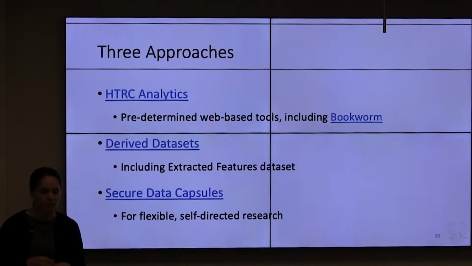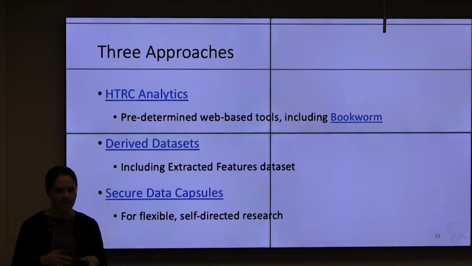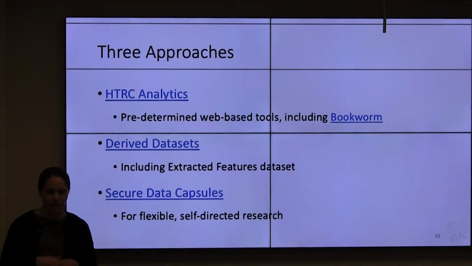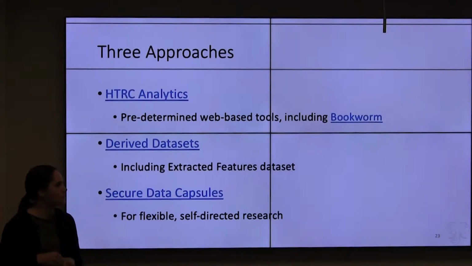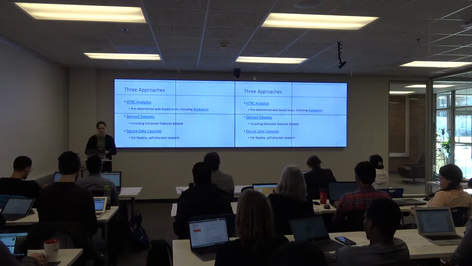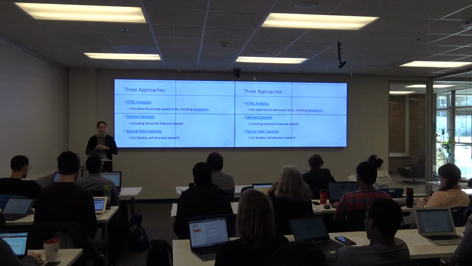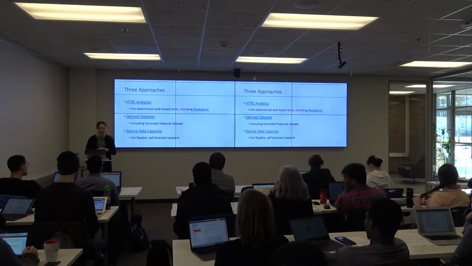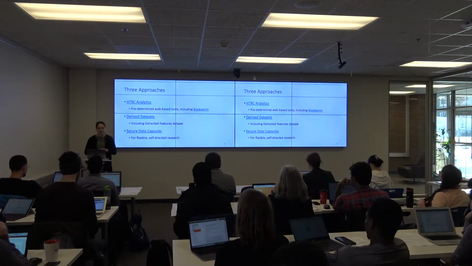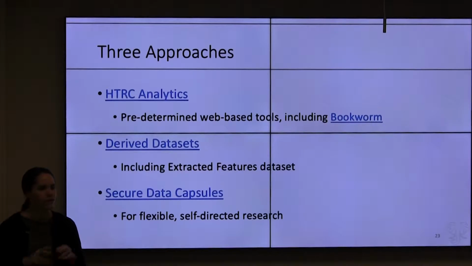The HTRC approaches text analysis and non-consumptive analysis in three key ways. So the first is using web-based tools via that website that you created an account for that's called HTRC Analytics, where you can find pre-built algorithms and a visualization platform called Bookworm. Then the second of the approaches is using derived data sets in the form of one called the Extracted Features data set, and then also through a secure data capsule model for flexible self-directed research. We'll talk about all these in more detail as we go through.